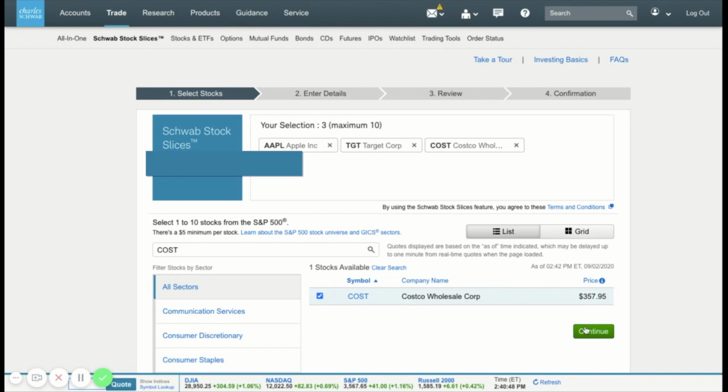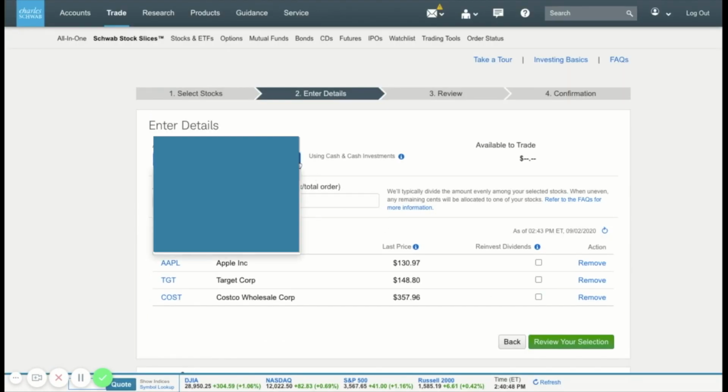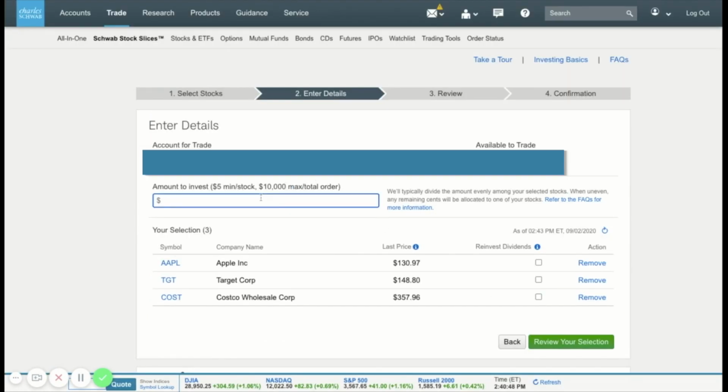So I hit continue. I select account again. And say I want to spend $20 this time. That $20 will be split across these 3 companies. Now, if I wanted to make it even, and it's a $5 minimum investment, I would put in 4 companies. But let's see what happens if I pick 3 companies and it doesn't divide evenly. It's going to be interesting.